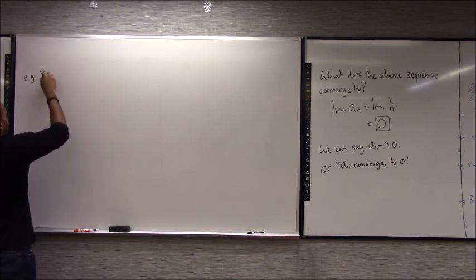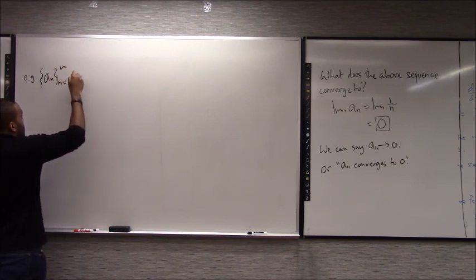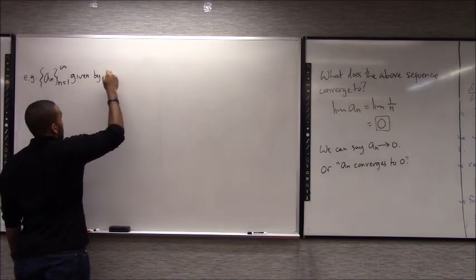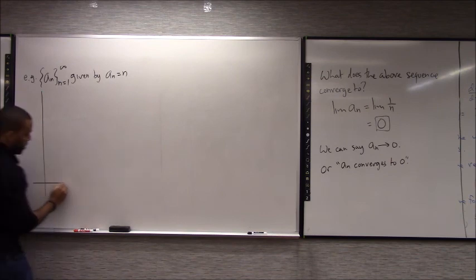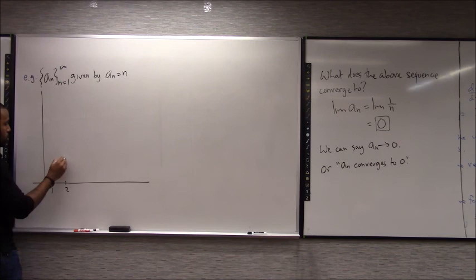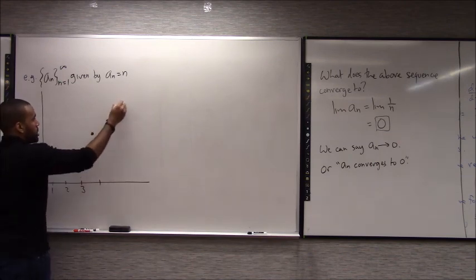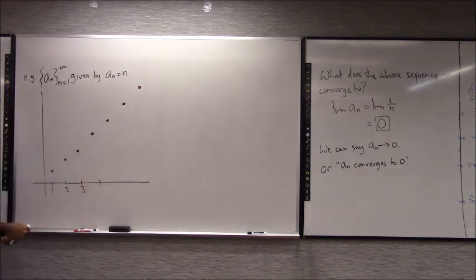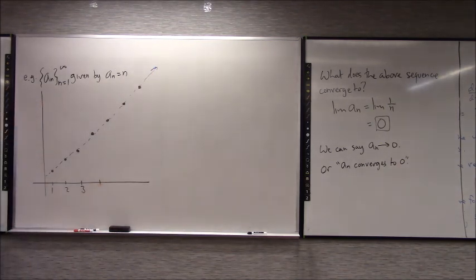If I talk about the sequence a_n given by a_n equals n, that's another sequence. If I were to graph its picture, 1 would plot to 1, 2 would plot to 2, 3 would plot to 3, etc. So I just get a bunch of ascending dots here. I can't approach any distinct point, but I can clearly see that there's a trend happening here, and it seems that the outputs just keep getting larger and larger and larger.